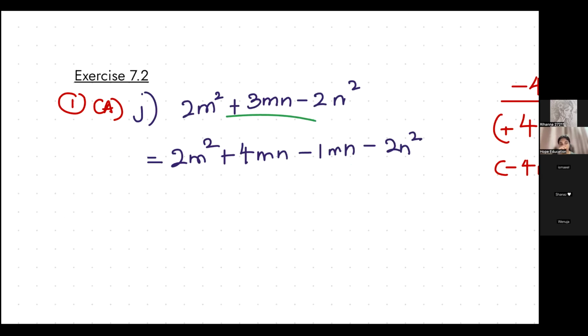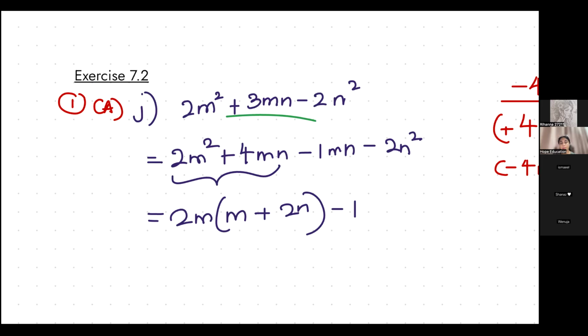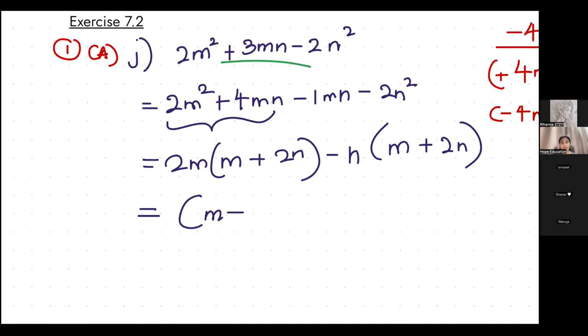Now we'll find the common elements. If you take the first two, 2 is common, m is common. When I take it out, 1m is remaining. Here from 4mn, when I take 2, 2 is remaining, and from mn, when I take m out, n is remaining. Here we can take minus n out. Then we have m remaining and we have plus 2n, because minus times minus n. So therefore, the answer is m plus 2n, 2m minus n.